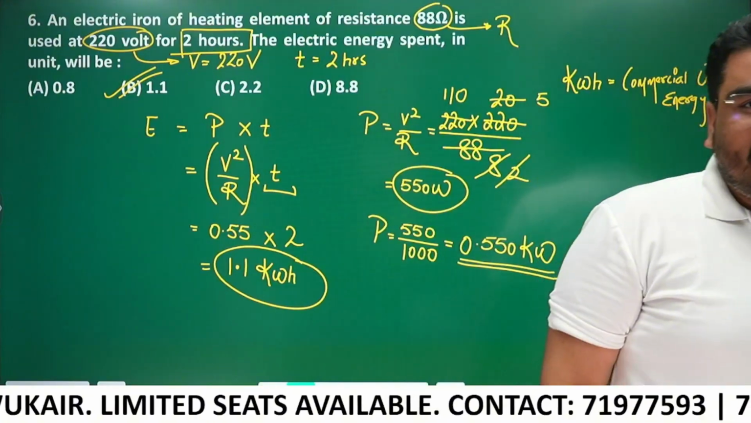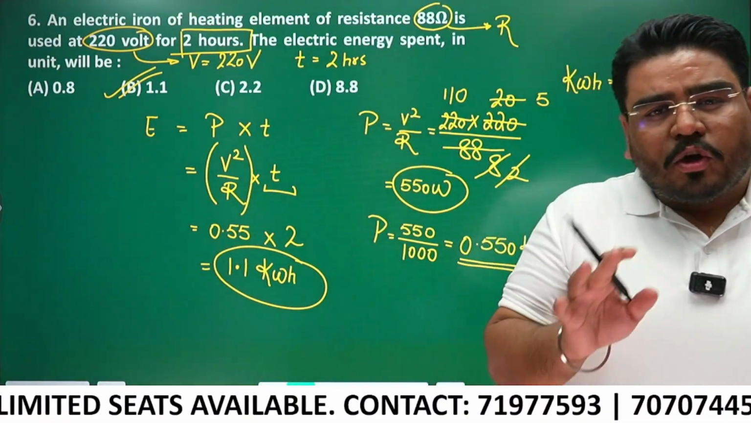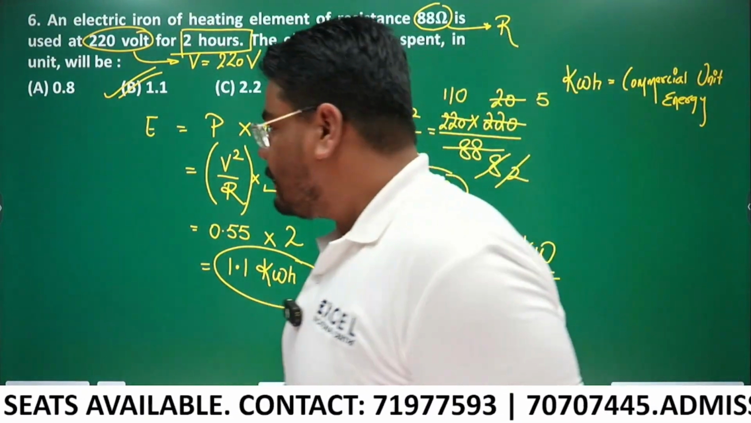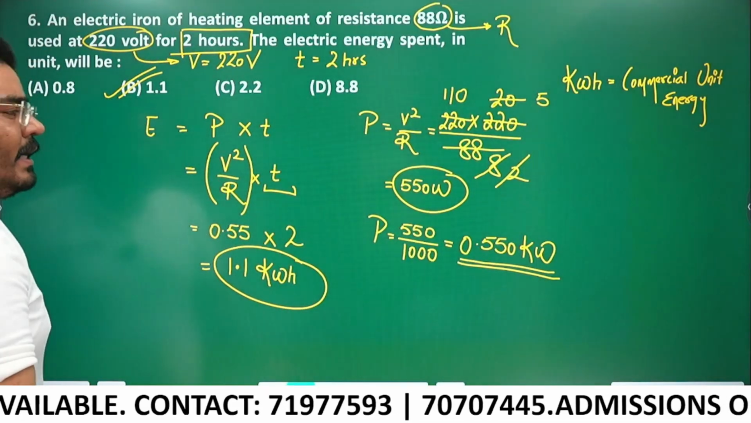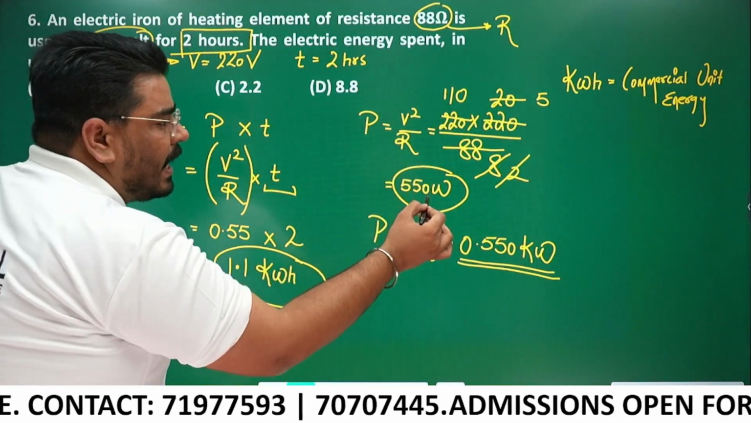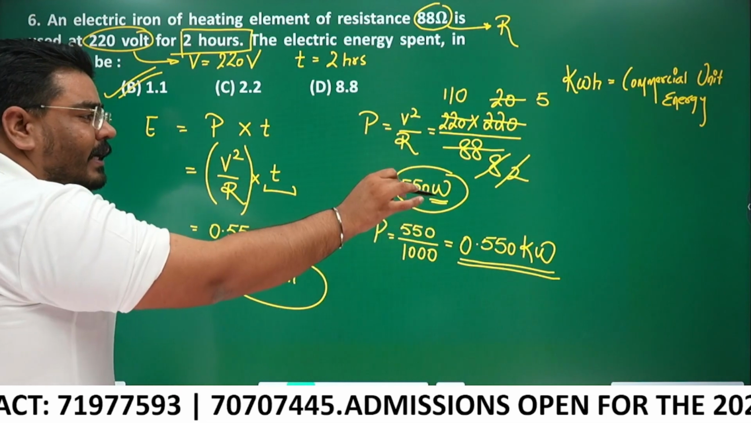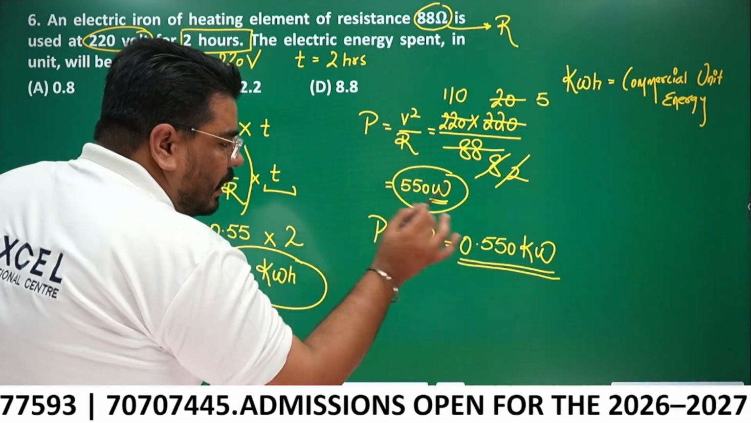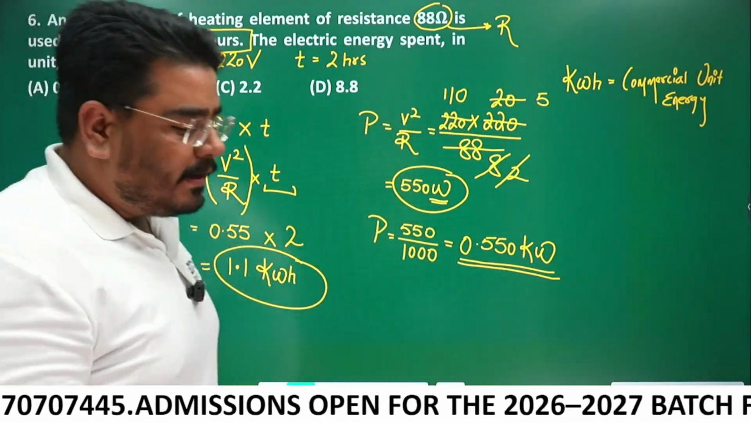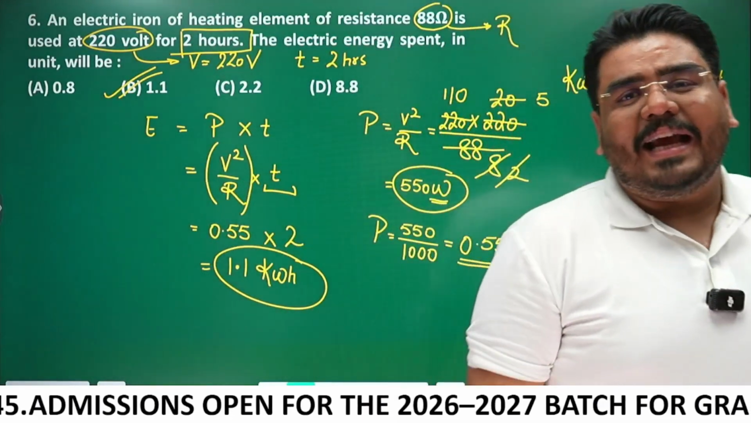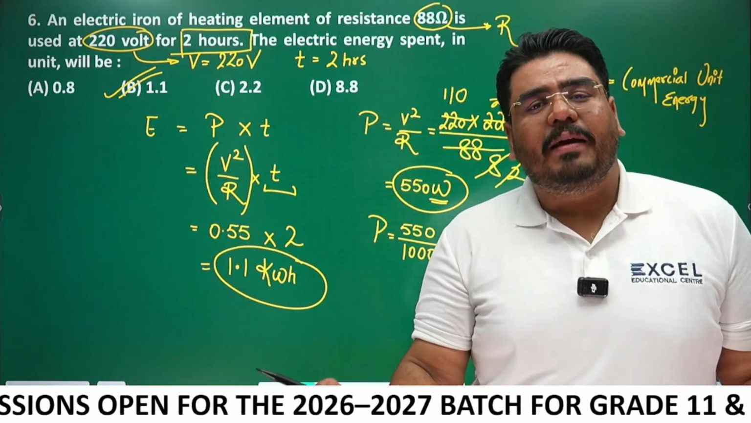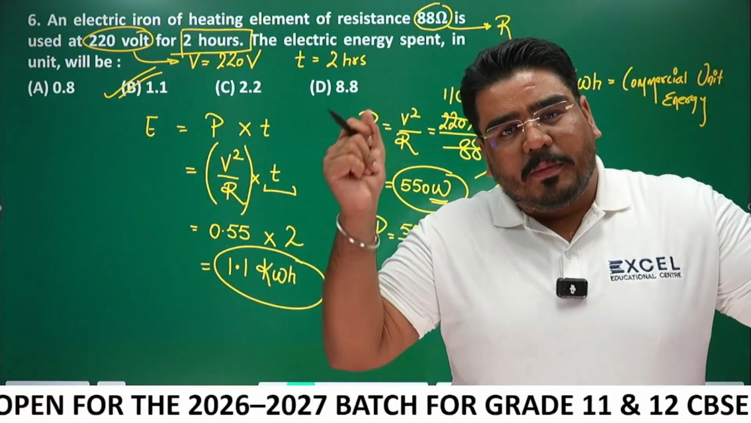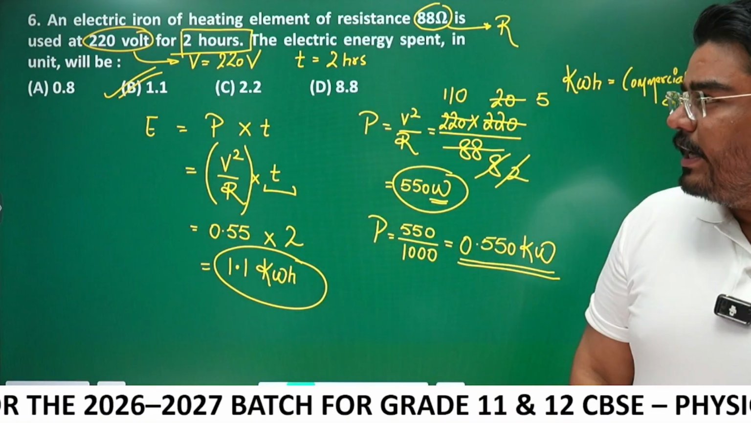Yes. So please remember, whenever they are talking about commercial units, go for kilowatt first. Power I will get in watt and then convert it into kilowatt. So divided by 1000, I will get 0.550 kilowatt. And once I have the power in kilowatt, multiply with the time in hour, job is done. Can we proceed to the next question?